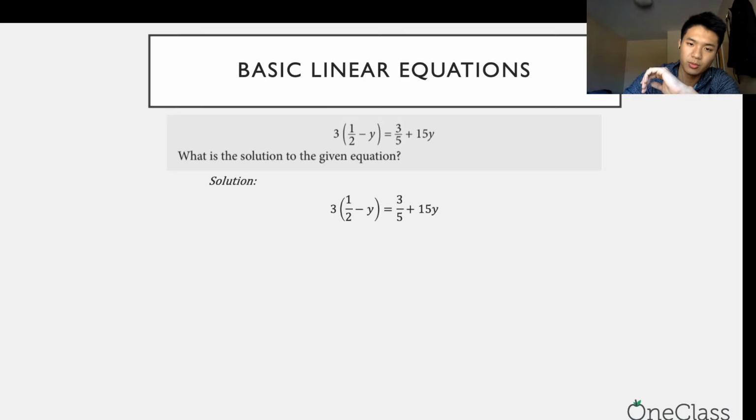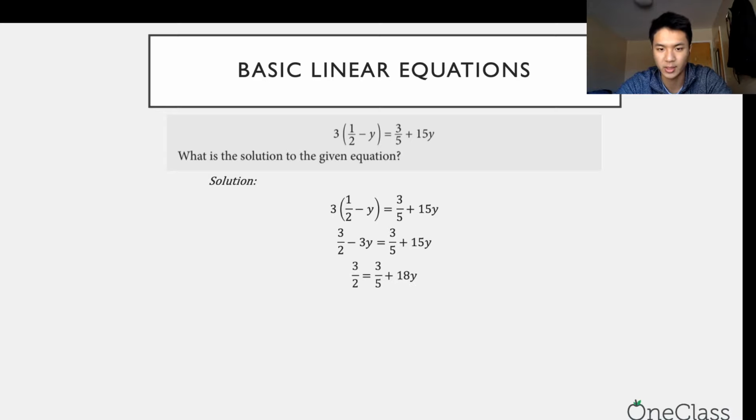So the first thing I would do is just write out the equation for myself and then go through the motions. So we're multiplying 3 into the parentheses, we get 3/2 minus 3y equals 3/5 plus 15y. The next step, we can try and get all of the variables on one side. So add 3y to each side, we get 3/2 equals 3/5 plus 18y. And then we want to get all the constants on the other side together. So we get 3/2 minus 3/5 on both sides. That equals 18y. And finally, we're left with this basic equation.